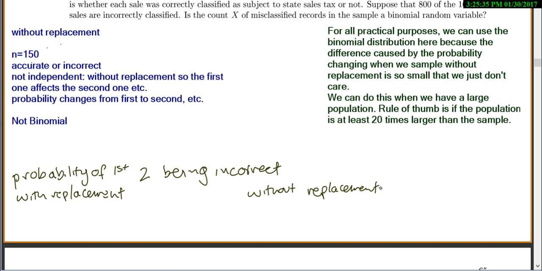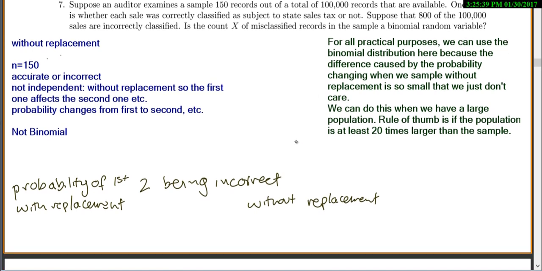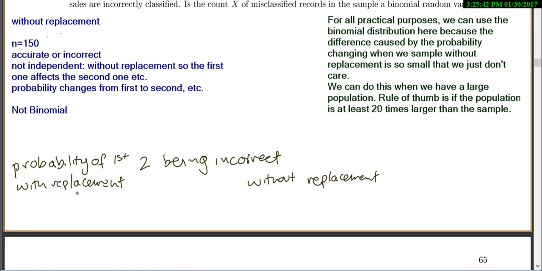Okay, so if we want our first two to be incorrect, notice there are 800 out of the 100,000 that are incorrect. So if I want the first one to be incorrect, I would have 800 out of 100,000. And then I want another incorrect one, but if I'm doing it with replacement, I put my first one back, so I still have 800 out of 100,000. This is 6.4 times 10 to the negative fifth power.